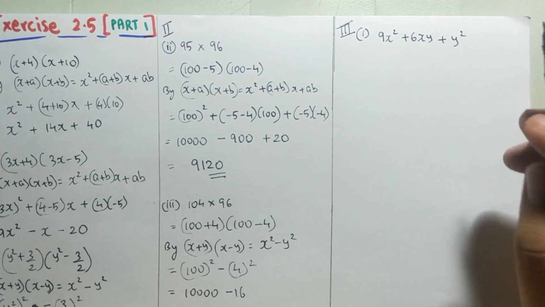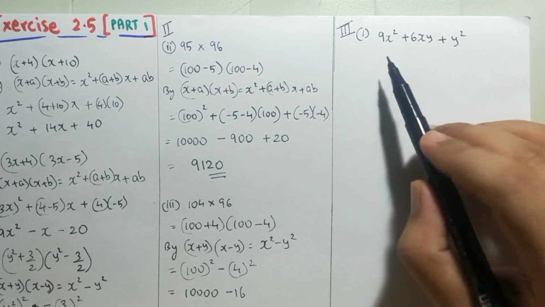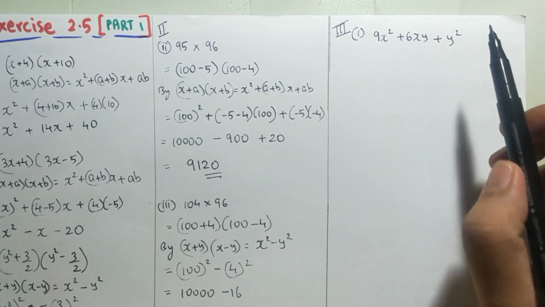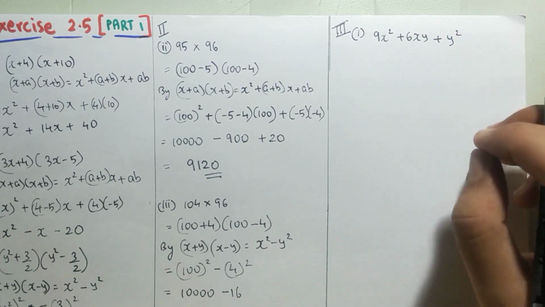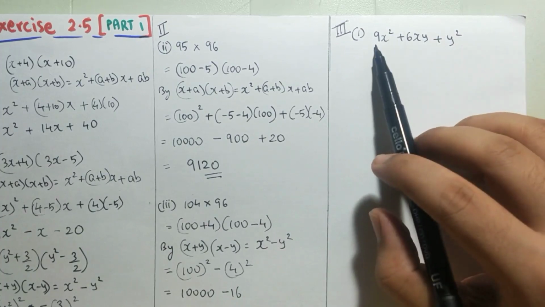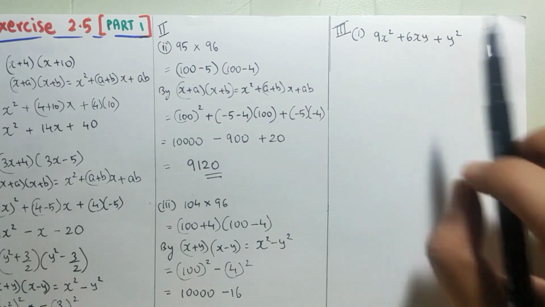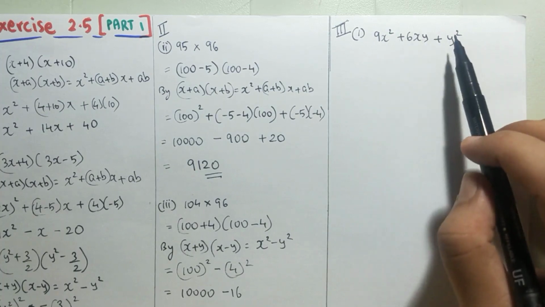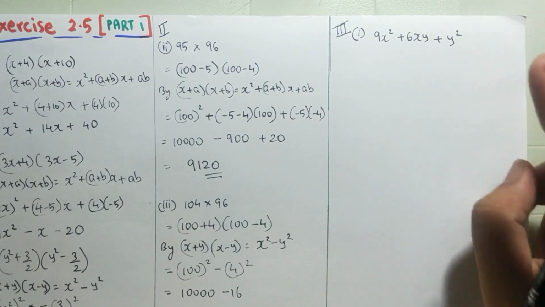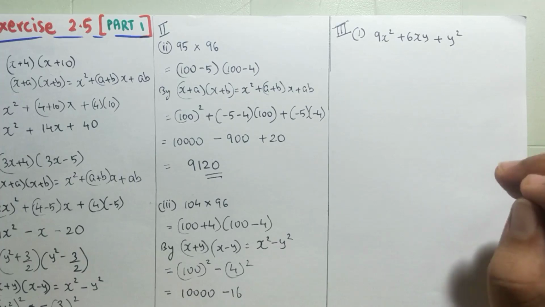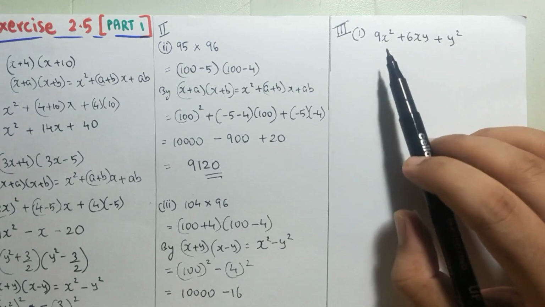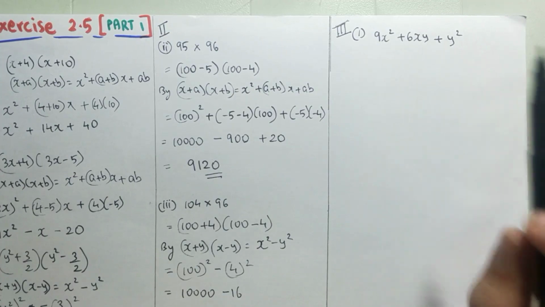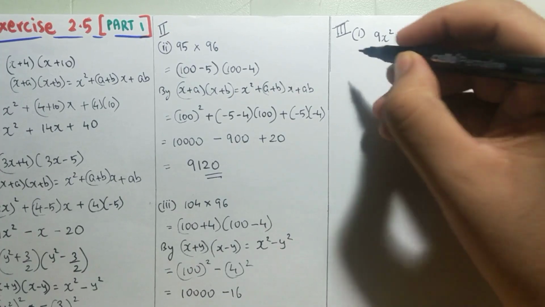Third checkpoint, out of these 3 terms, can we see 2 perfect squares? Yes. 9x square and y square are perfect squares. And these perfect squares should also be positive. So 9x square is also positive, y square is also positive. What is my third check? Out of the 3 terms given to us, are there any 2 terms which are perfect squares, and those perfect squares should be positive. So 9x square and y square were the 2 perfect squares given to us, and yes, they are positive.